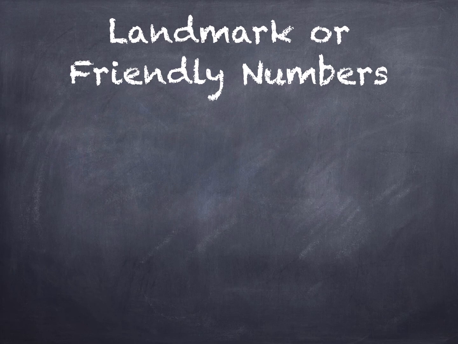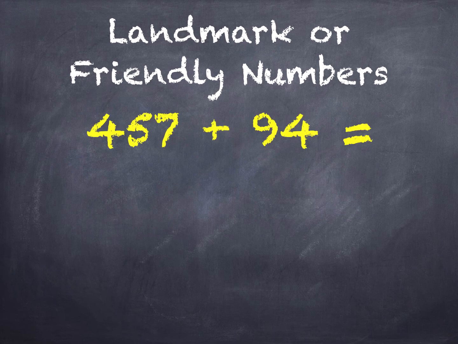The third strategy that we looked at today is called landmark or friendly numbers. It's kind of like compensation, but just a little different. If we take that same question, 457 plus 94, I want to try to find landmark or friendly numbers. Those are numbers that end in 0. So in this case, if I could get 94 close to 100, that would be awesome. So I'm going to add 6 to that, which will give me 100.